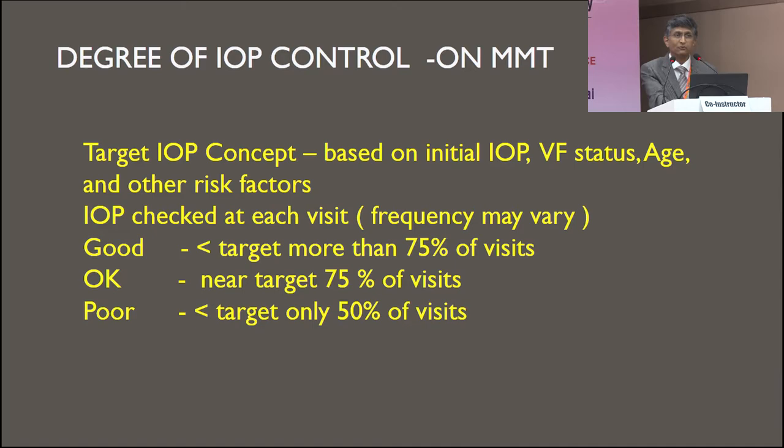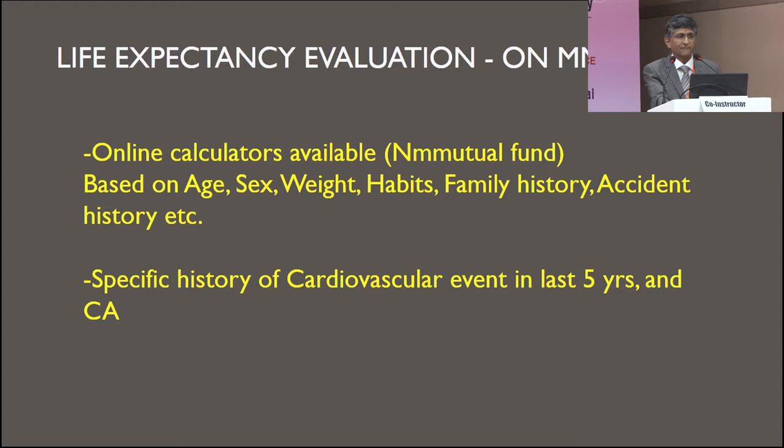You are going to check pressure at each visit, and you are going to see whether it is in your target range. The others are the okay, those where the target pressure is there only 75 or 60% and it's above target the other times. And those whose pressures are not even near the target levels for 50% of visits are poor control or poor IOP control patients. So then you are going to evaluate the life expectancy of the patient.